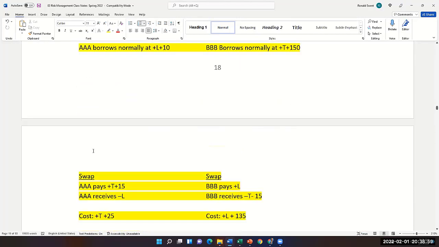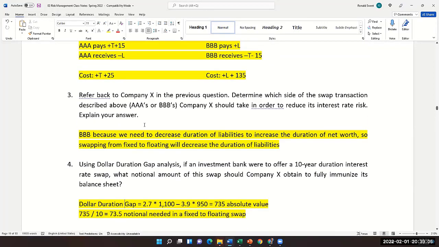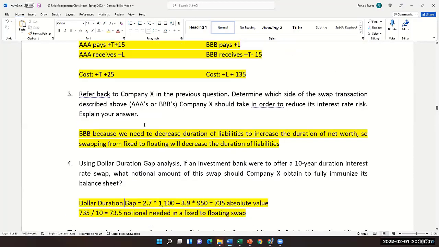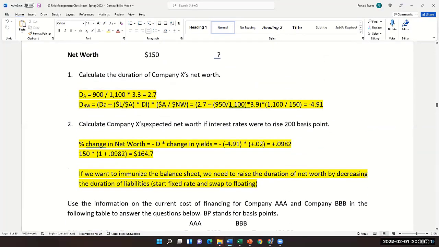And next class, I may try to show you how the dollar duration gap actually gets you to exactly zero. And so we'll see that math. I don't think I have it in the notes, but maybe I'll type it into the notes so you can take a picture of it.